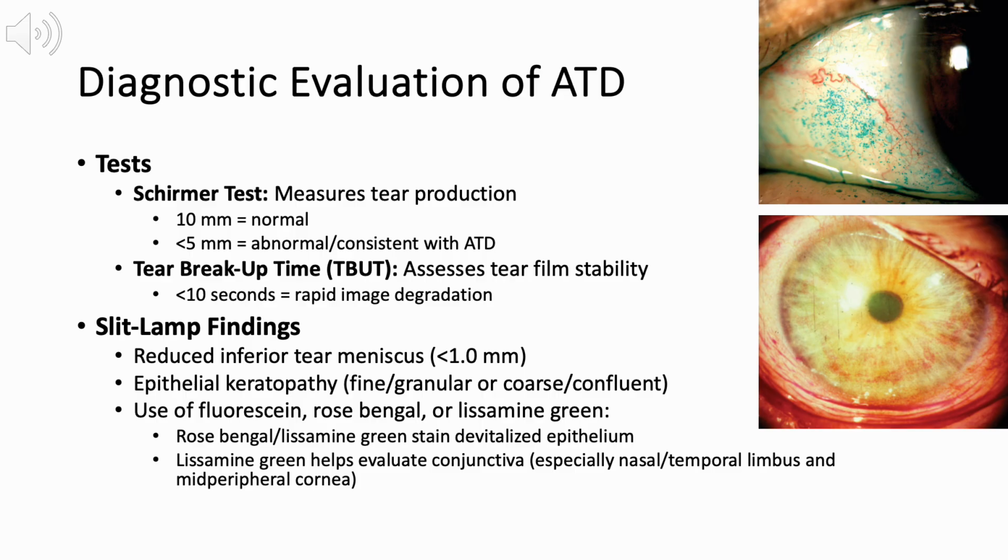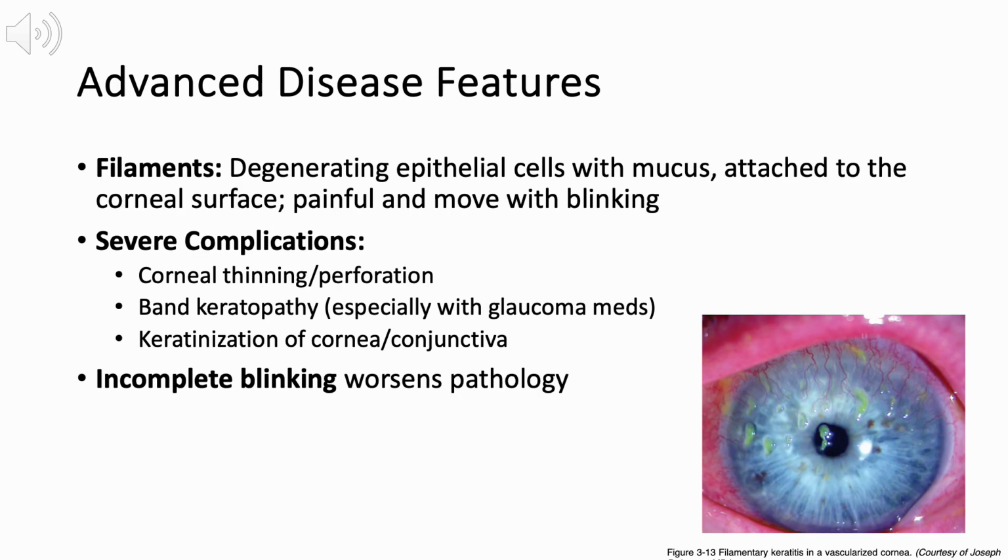Fluorescein stains areas of epithelial disruption, while rose bengal and lissamine green are more specific for devitalized epithelial cells and mucus. These stains are especially helpful in evaluating conjunctival health, particularly in the nasal and temporal limbus and mid-peripheral cornea. Together, these tests provide a comprehensive evaluation of tear film quality, ocular surface integrity, and the severity of aqueous tear deficiency. In advanced stages of ocular surface disease, several distinct features and complications may emerge.